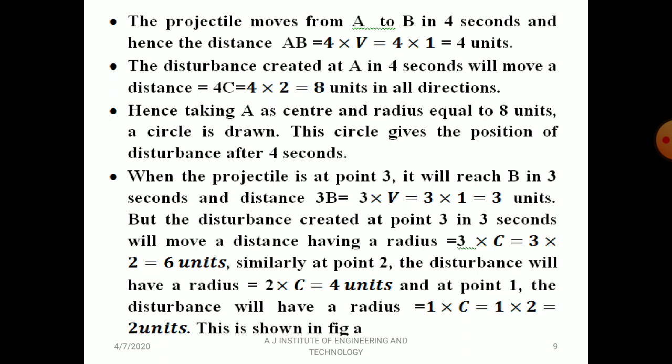So for the projectile you take velocity v equal to 1 unit, and for the disturbance c equal to 2 units. So the distance traveled by the disturbance is given by 4c, because velocity into time, where velocity is here c, into time 4. So 4 into 2 is 8 units in all directions. Hence, taking A as the center, the radius is equal to 8 units.